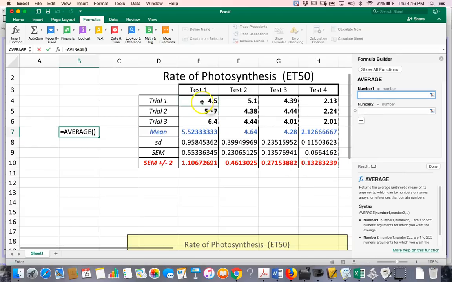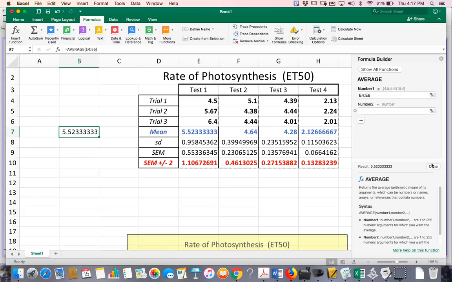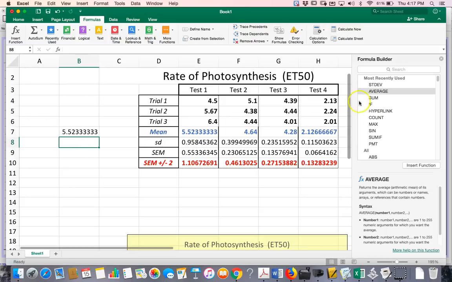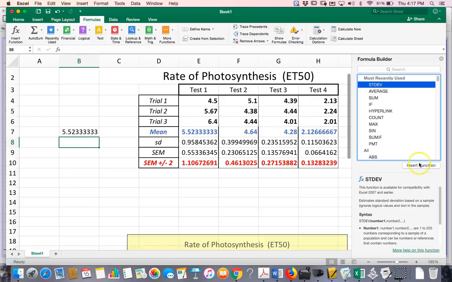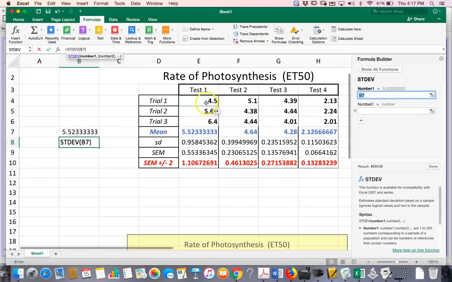It's going to ask me where, and I'm going to take the average of these 3 things, and then I'm going to say done, and it took the average. See there. And then if I want to do the standard deviation, let's go below it. Okay, same idea. I'll take the standard deviation, insert the function. It's going to ask me what numbers. I'm giving it the range, and booyah, say I'm done.